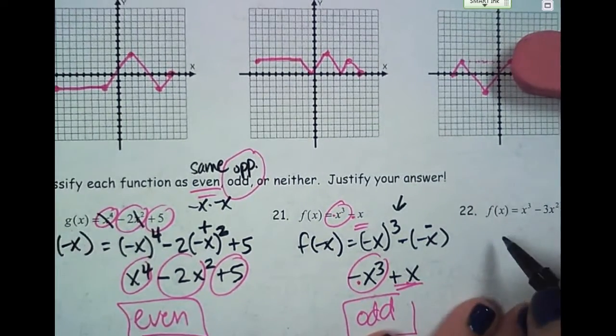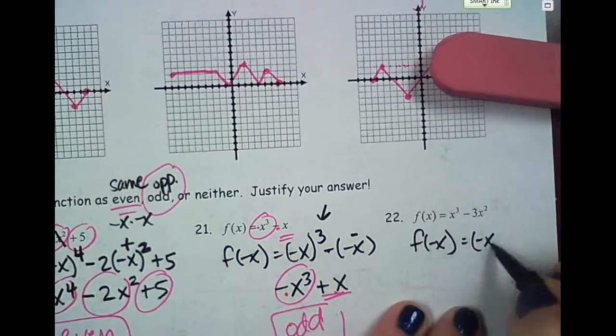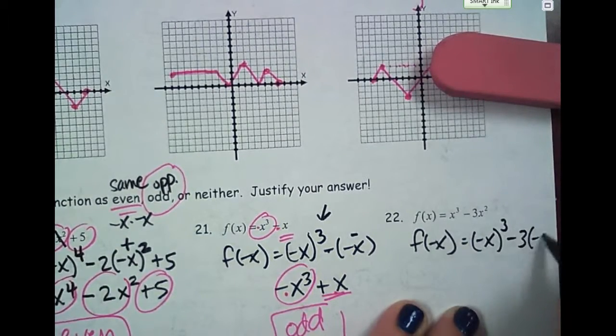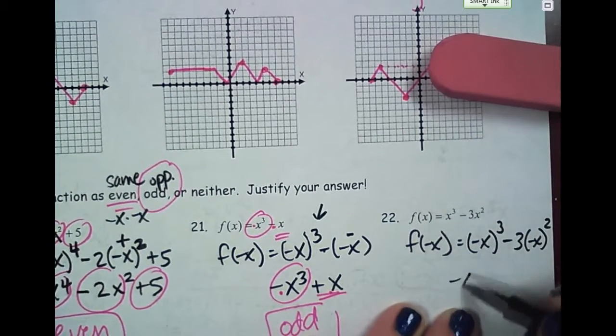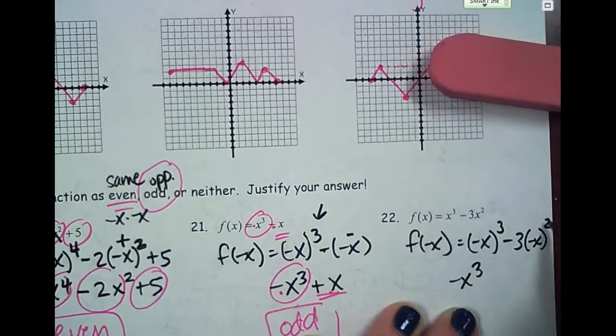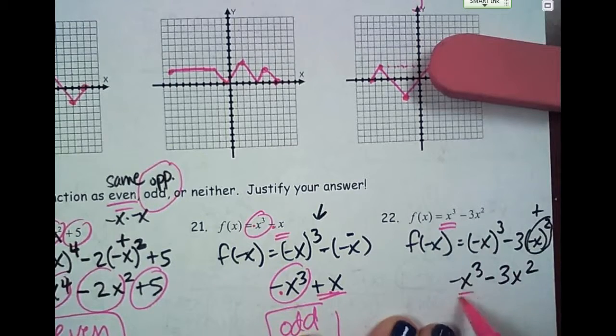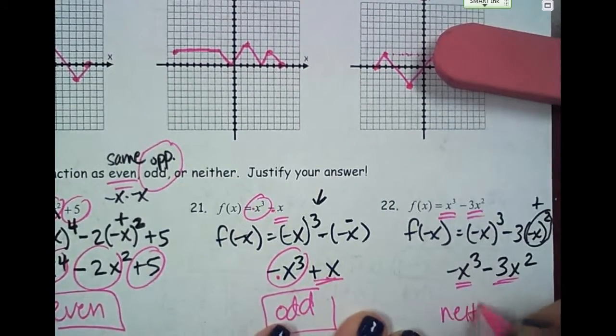Last problem. Plug in negative x again. This is a 3, an odd number, so it stays negative. The value of just this part right here is positive because of the 2. A negative and a positive are going to be negative. Now compare. Opposite, same. So this one is a neither.